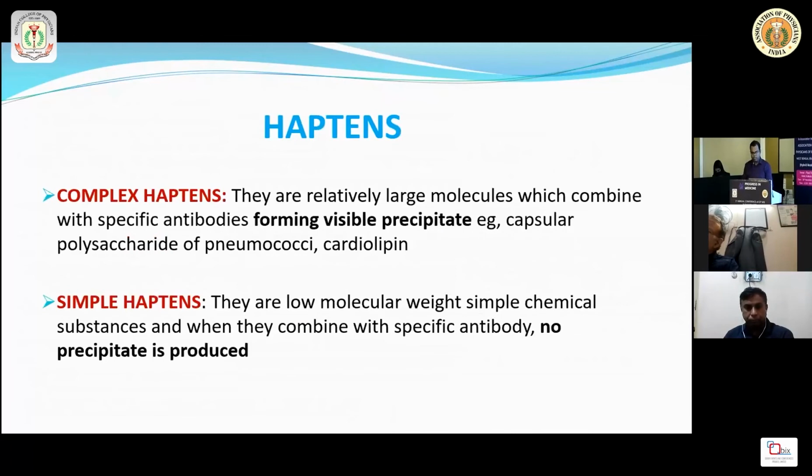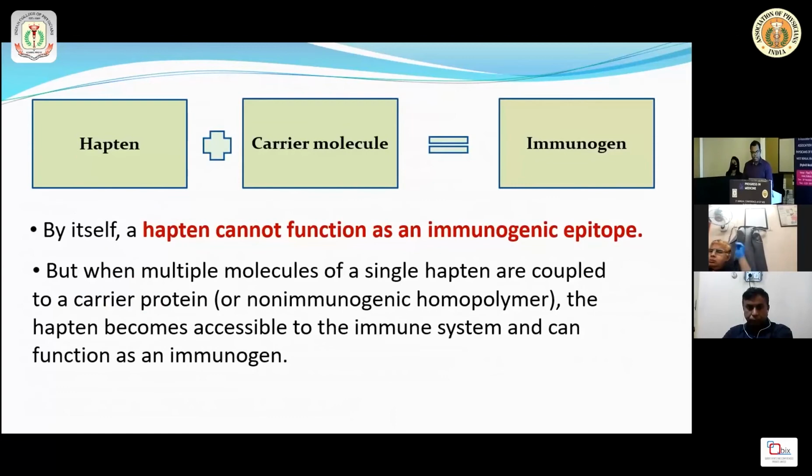There are two types of haptens, complex and simple. Complex haptens are relatively large molecules which combine with specific antibodies forming visible precipitate. Example, capsular polysaccharide of pneumococci, cardiolipin. Simple haptens are low molecular weight simple chemical substances, and when they combine with specific antibody, no precipitate is produced. As we can see from this slide, a hapten cannot function as an immunogenic epitope by itself, but when multiple molecules of a single hapten are coupled to a carrier protein, the hapten becomes accessible to the immune system and can function as an immunogen.